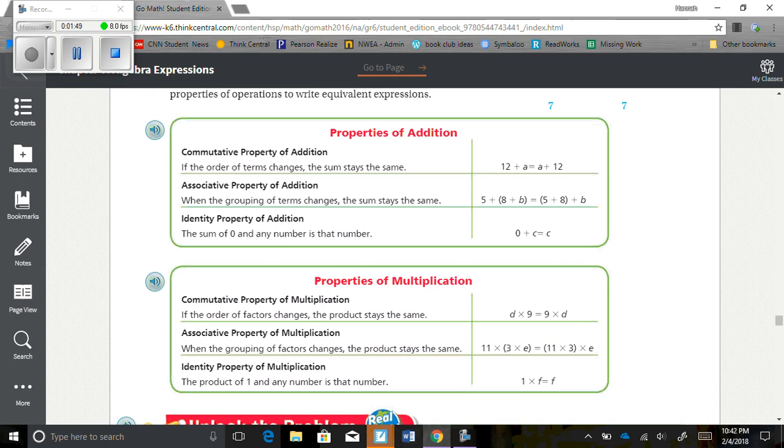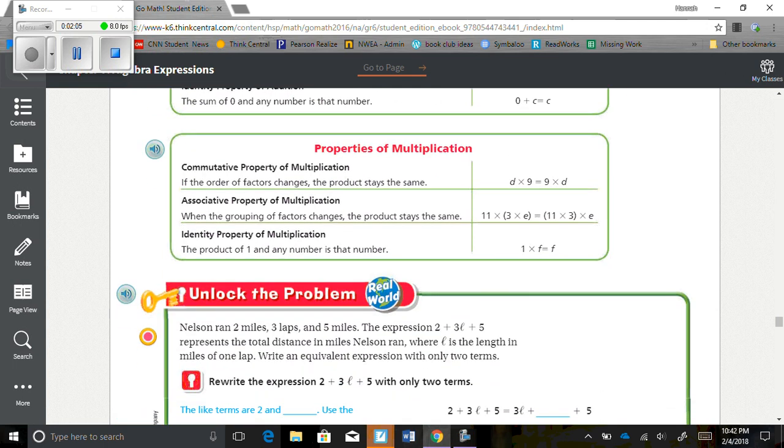Identity property of addition. One's probably the simplest. The sum of 0 and any number is always going to be that number. So no matter what number I plug in for c there, it says 0 plus c equals c. So 0 plus 5 equals 5. 0 plus 6 equals 6. Doesn't matter what number we add in there.